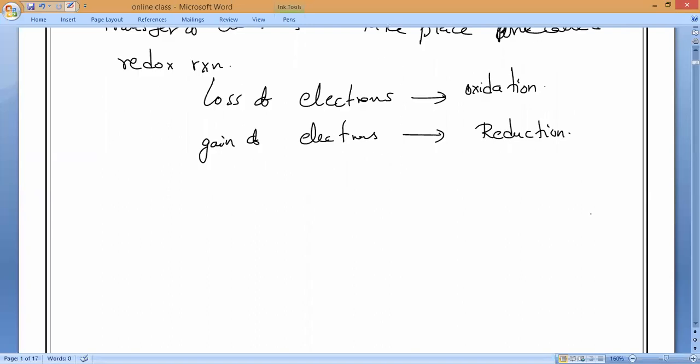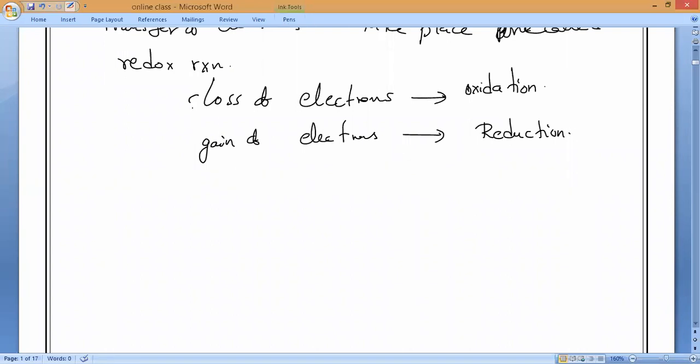Now, in class 9th you studied valency. Do you remember valency, guys? Now tell me, where is transfer of electrons very common: between metals and metals, or metals and non-metals? Transfer means donating or receiving. Between metals and non-metals.